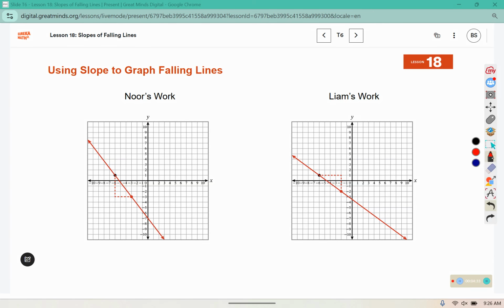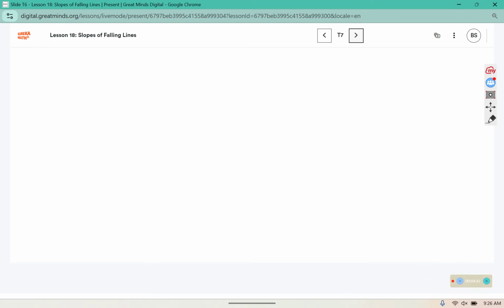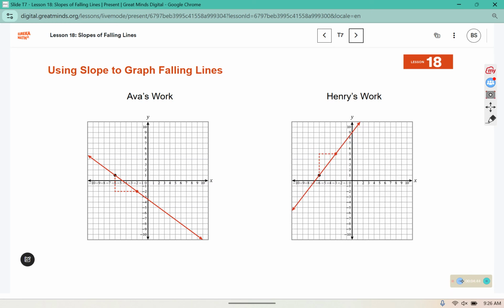So they were all supposed to start at negative 6, 1, which is this point here. So far, these 2 have it correct. Let's check the third person. The third and fourth person. Negative 6, 1, negative 6, 1. So all of them have the first point graphed correctly.